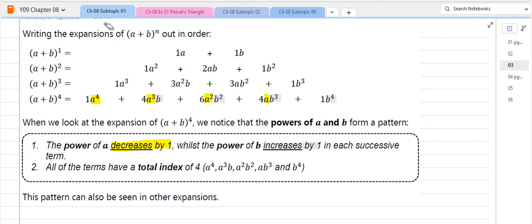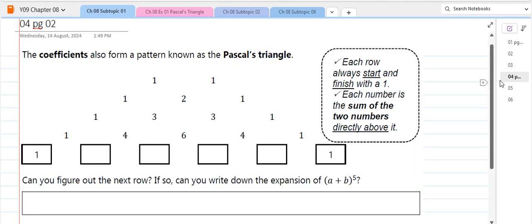So let's have a look at the next term. Also the same thing over here, a squared, b squared. So the indices added together give you 4. And over here, this is also 4, and the last one is b to the power of 4. So this pattern can also be seen in other expansions. So let's have a look at the next page.